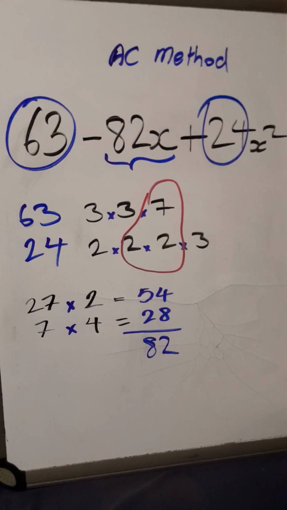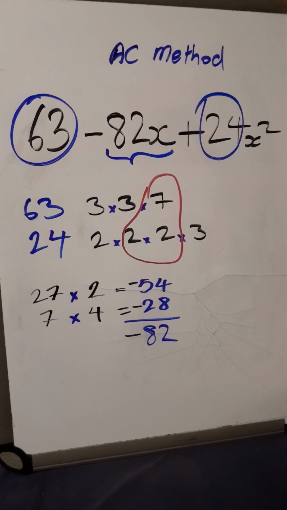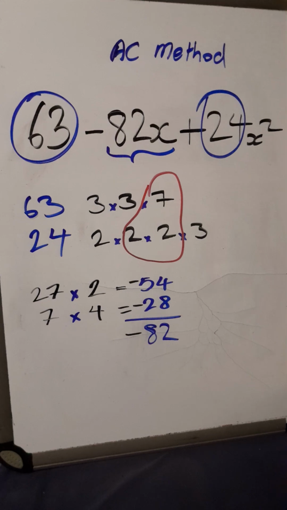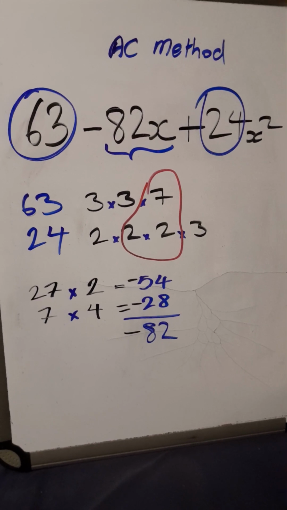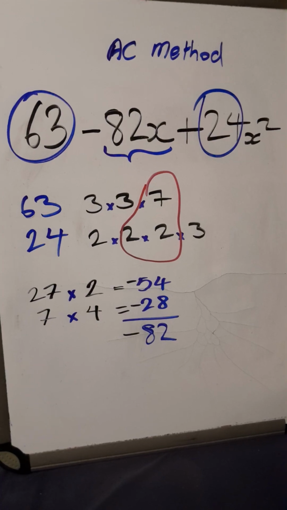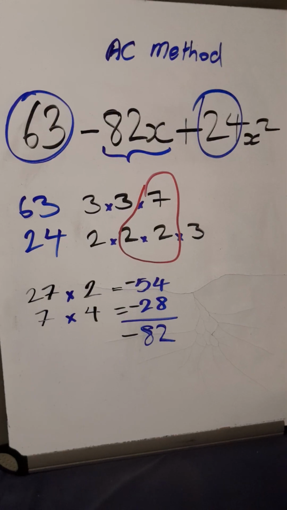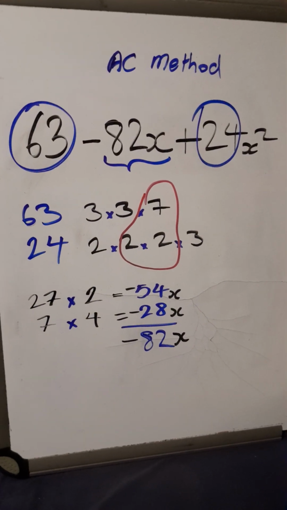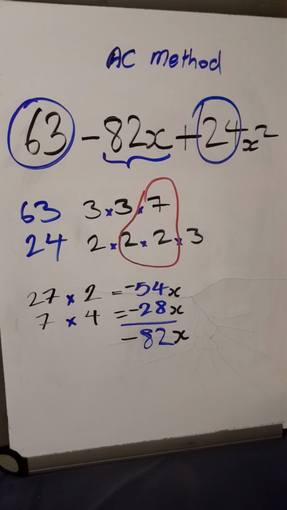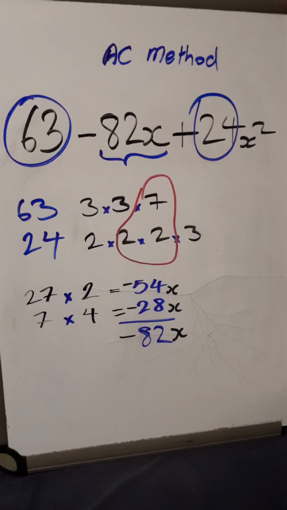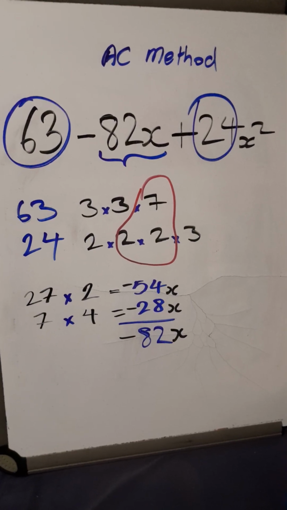And of course, if both numbers were negative, then when you add them, you would get minus 82. Right? So that can help us out with the terms. And if we put x beside each of these, then what we can do now is replace minus 82x with minus 54x and minus 28x. So that's the first half of this journey.